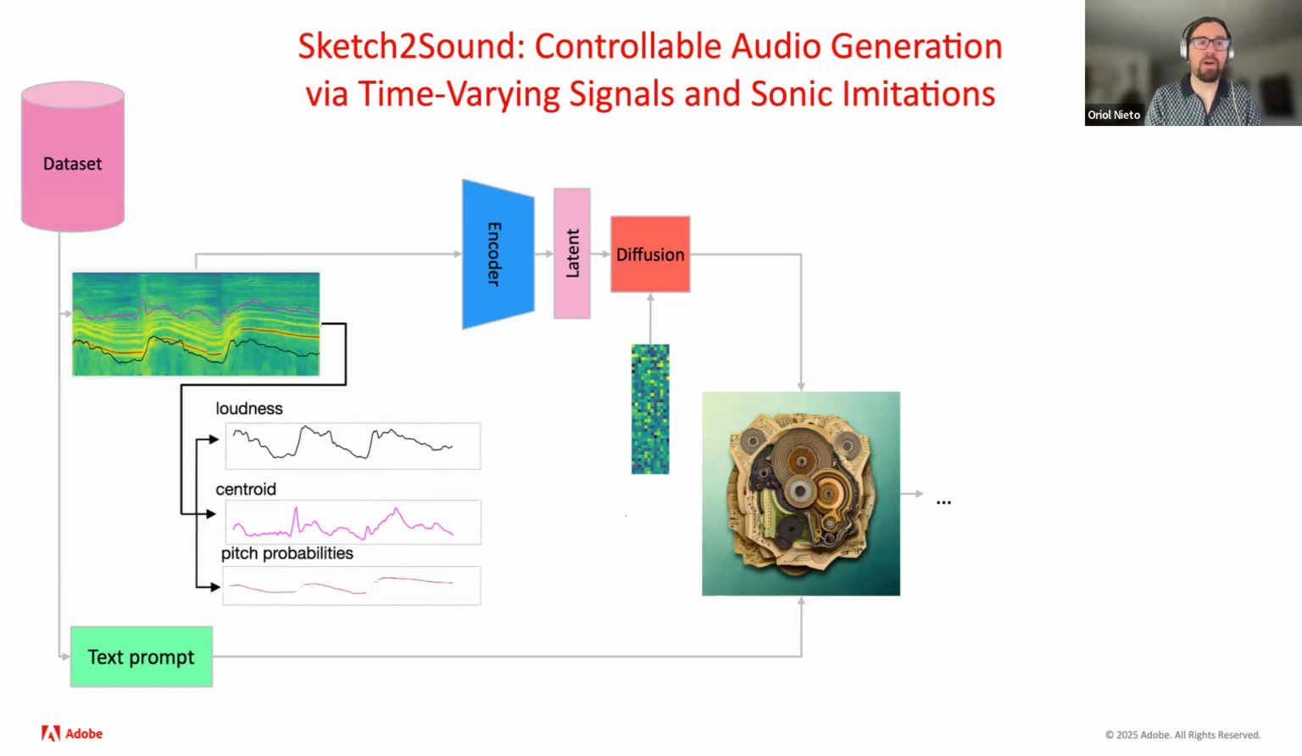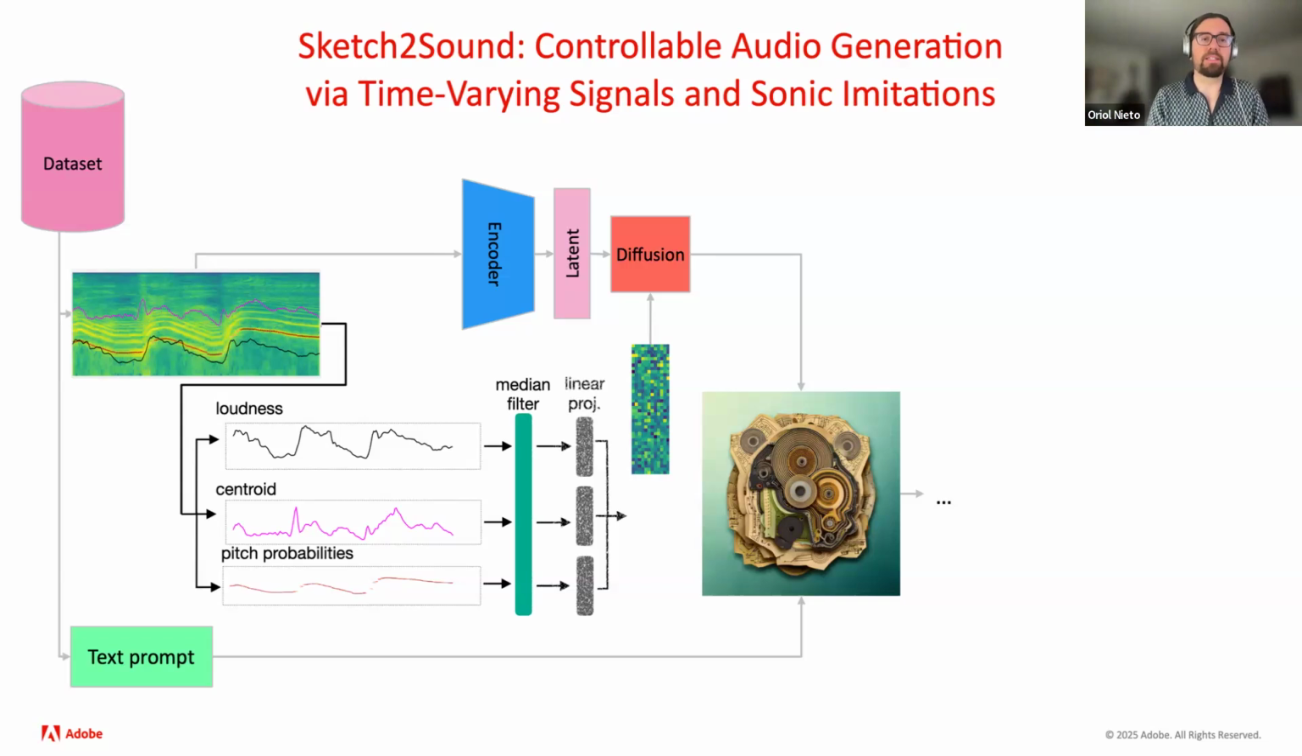And what we do is analyze the signal to obtain three characteristics of the signal in terms of time varying signals. We're focusing on loudness, the spectral centroid, and pitch probability. So we extract all of these, and we pass them through a median filter to adjust for potential outliers or sudden changes. If you want, you can have a longer or a smaller median filter, depending on how much granularity you want. And once you pass them through the median filter, we add a linear projection, this little MLP, on top of each one of these audio characteristics.